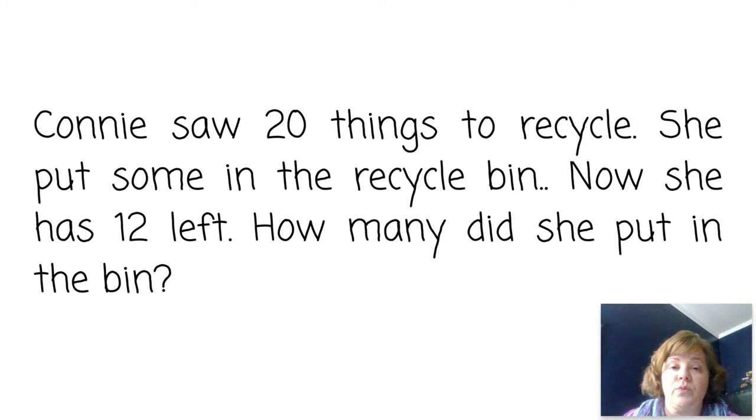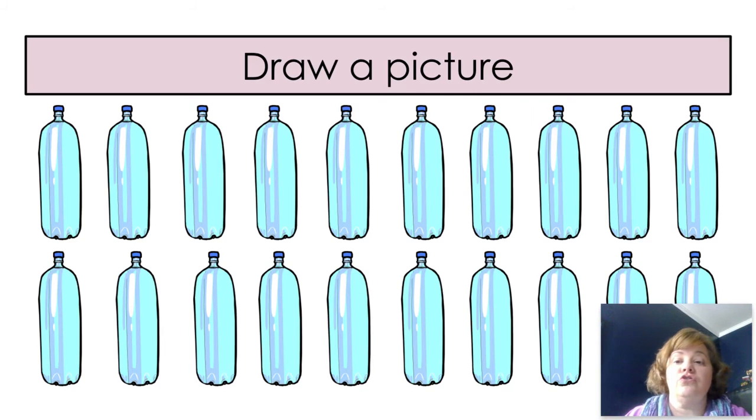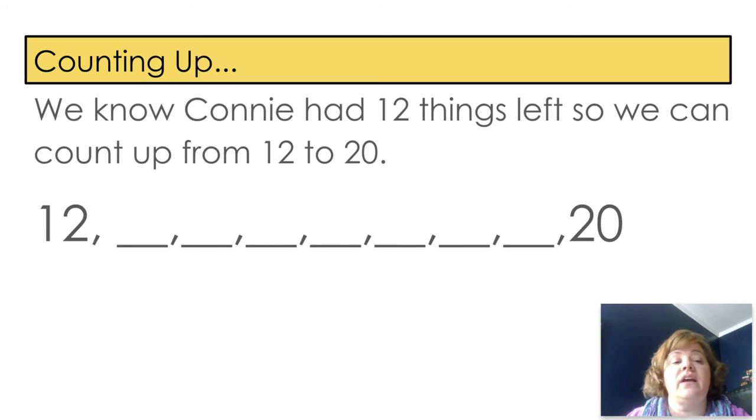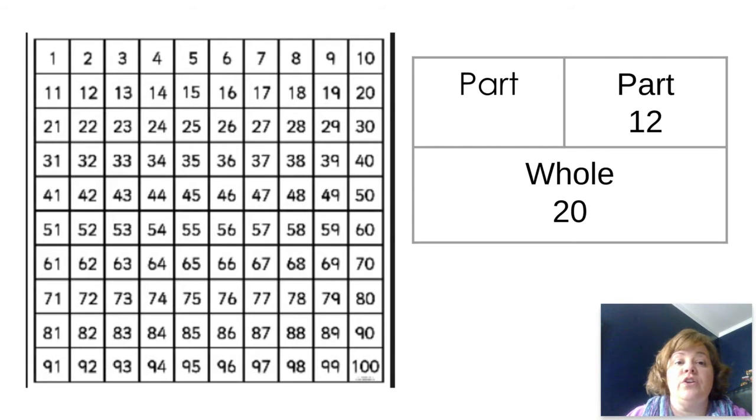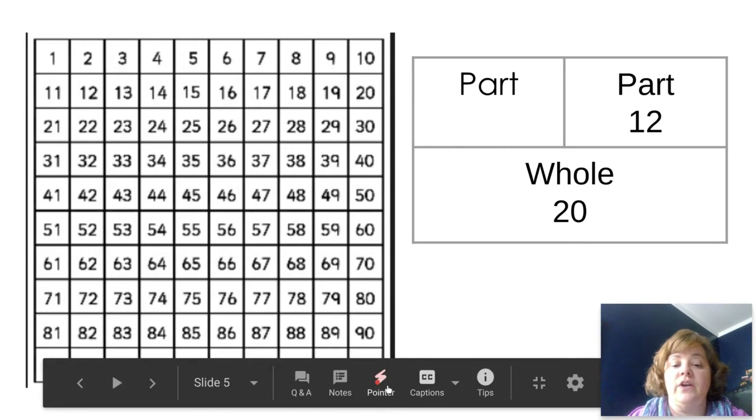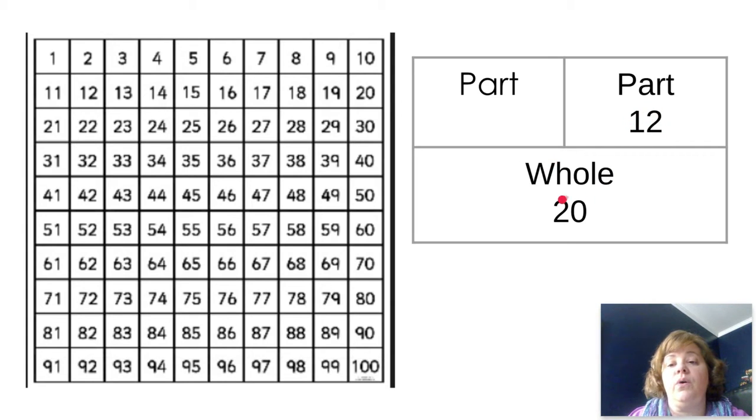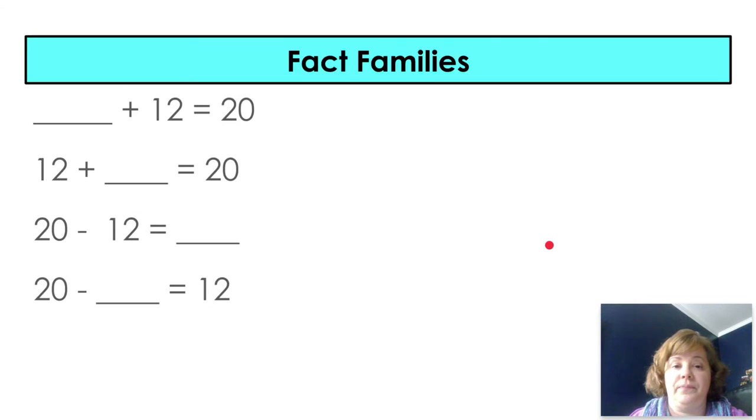So just like usual, you can use some strategies like drawing a picture, counting up. We know Connie had 12 things left, so we can count up from 12 to 20. You can use the number grid, and you can fill in the information you have on a part-whole chart. You can fill in one part we know is 12, and we know the total is 20.